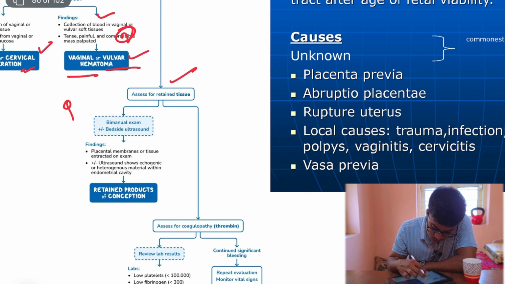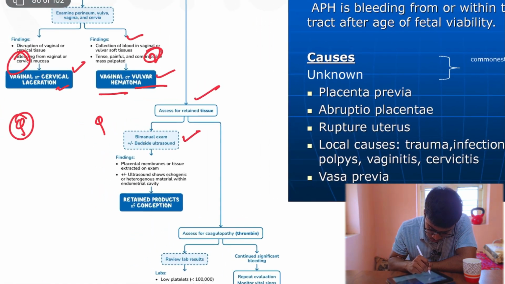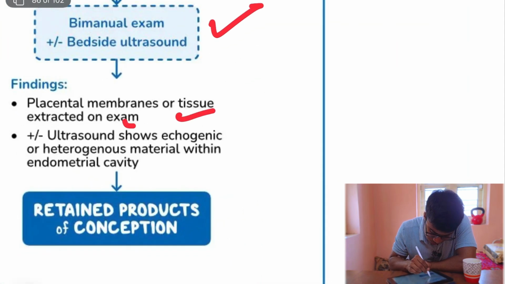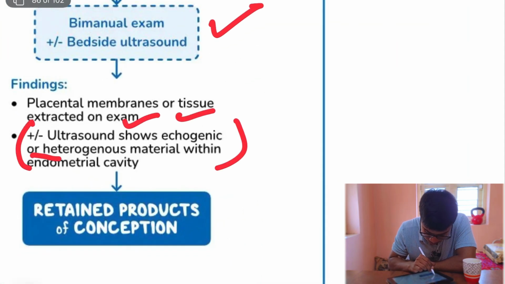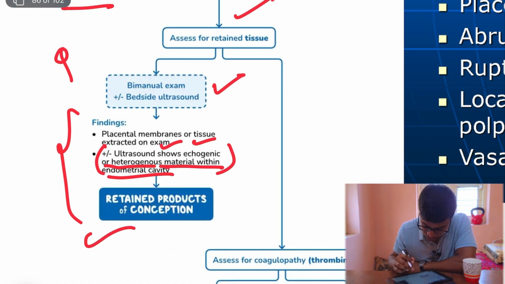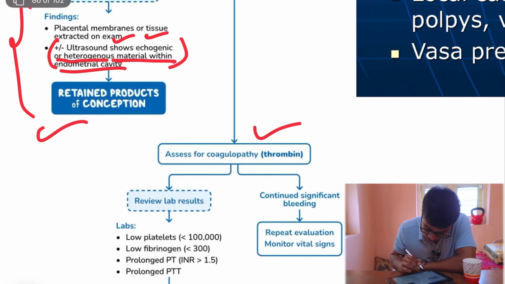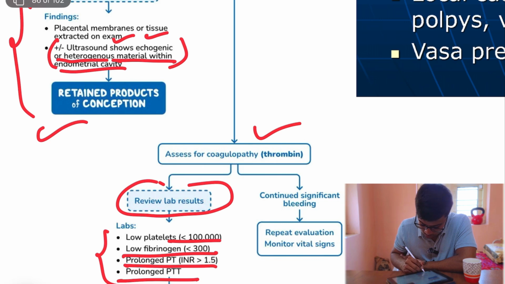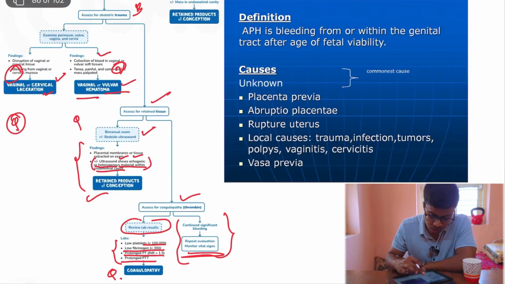Assess for retained tissue. Now by manual examination plus or minus bedside ultrasound, FAST can be done for sure. Findings: placental fragments are there, or tissue extracted on exam. Ultrasound shows echogenic or heterogeneous material within endometrial cavity, so it's retained products of conception. Diagnosed. Then we assess for coagulopathy, that is thrombin, you have to check. Review lab results again. Low platelets may be there, low fibrinogen may be there, prolonged PT/INR greater than 1.5, prolonged PTT. So coagulopathy should be diagnosed. Continued significant bleeding is there. Repeat evaluation, monitor vitals. So this laceration case we will discuss further.